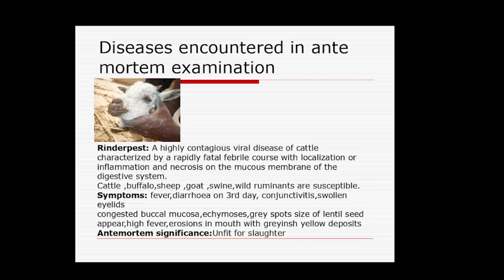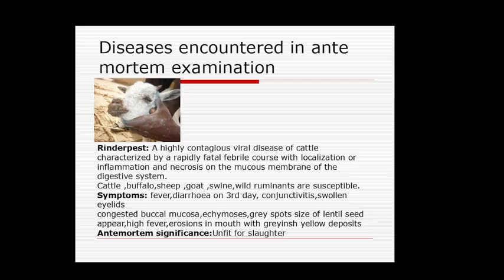We firstly have rinderpest, a highly contagious viral disease of cattle characterized by a rapidly fatal febrile course with localization or inflammation and necrosis on the mucous membrane of the digestive system. Rinderpest is a very common disease in ruminants. For example, cattle, sheep, goat, wild swine, and wild ruminants are also susceptible.